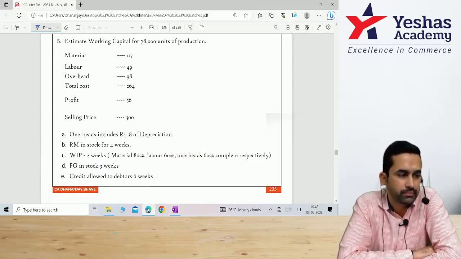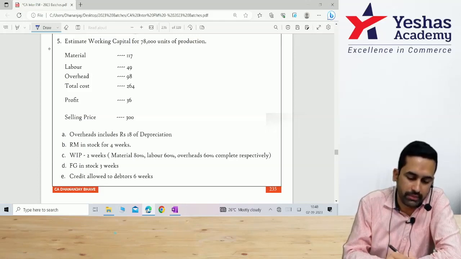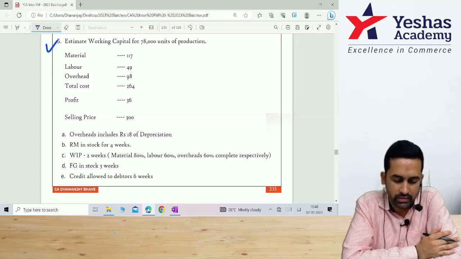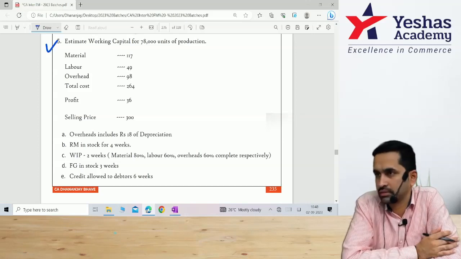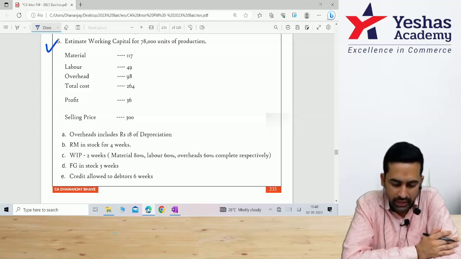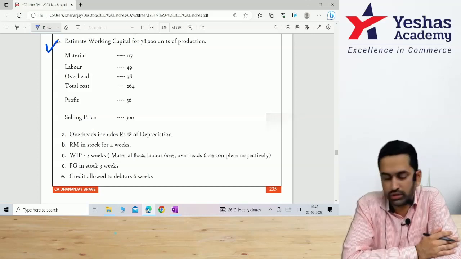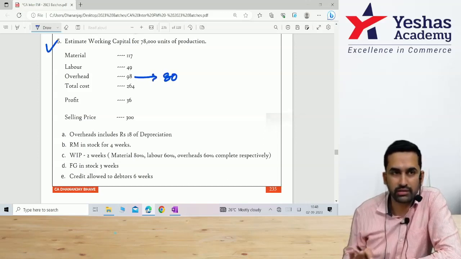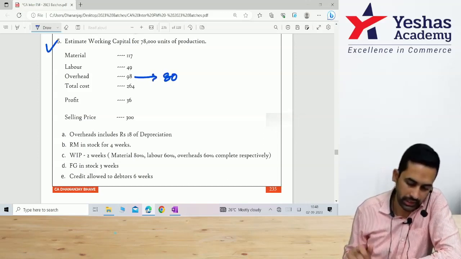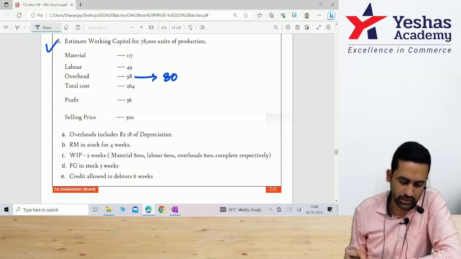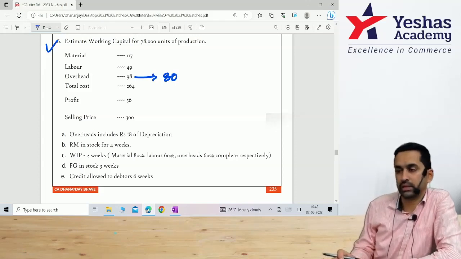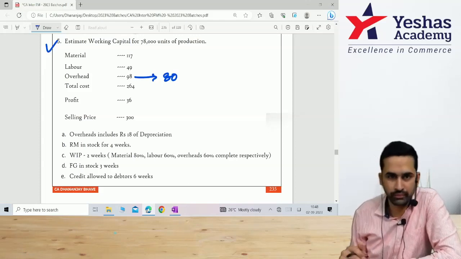Question number 5. Estimate working capital for 78,000 units of production, material, labor, overheads, total cost, profit, selling price. Overheads include 18 rupees of depreciation, which means in all my calculation, overhead number to be taken will be 80. Correct? Next, raw material in stock for 4 weeks. WIP will take 2 weeks, material 80, labor 60, overhead 60 respectively. You'll have to do separately.